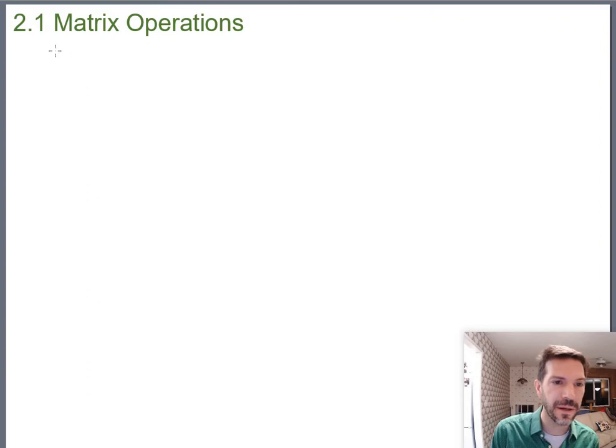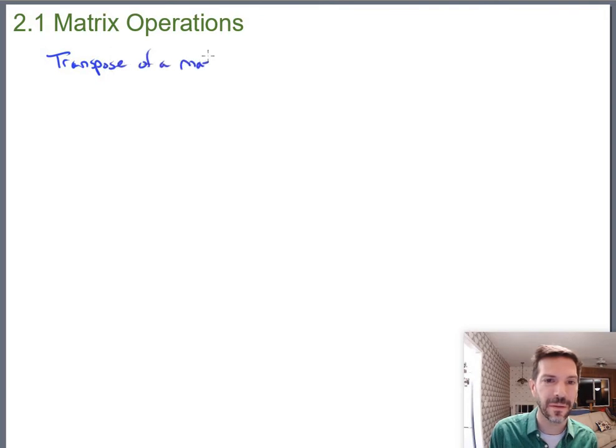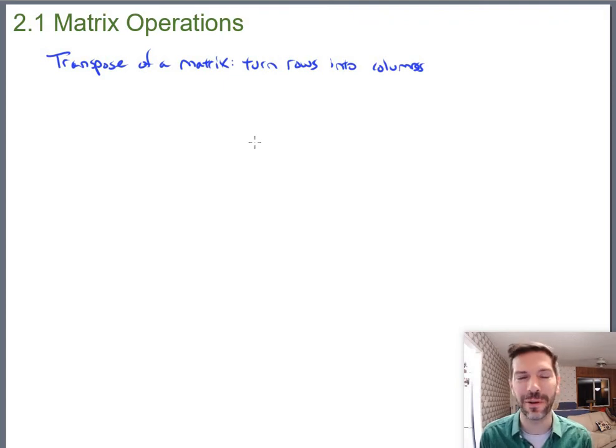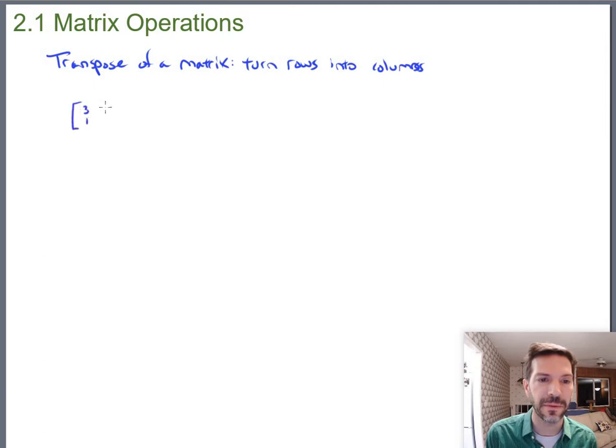Okay, so let's talk about transpose of a matrix. The basic idea of a transpose is to turn rows into columns. It's a pretty basic idea, and we're not going to do a whole lot with it, but it's useful notation for the times that we do want to do this. So let me just say that the basic example.